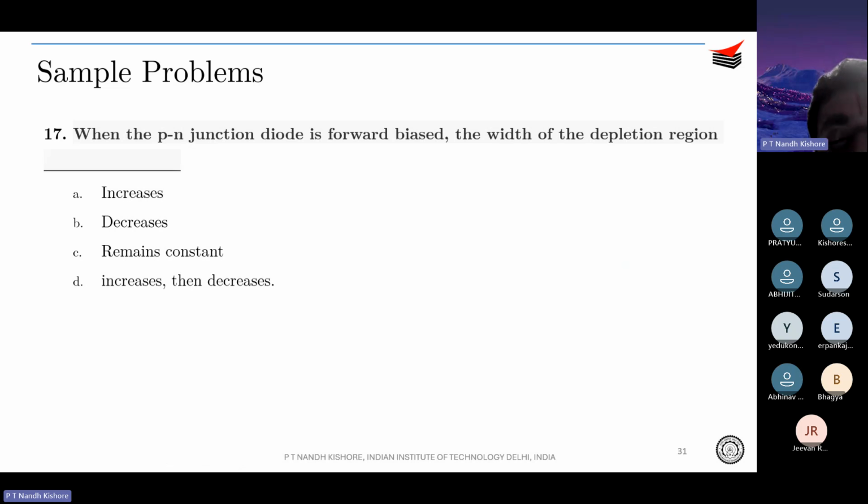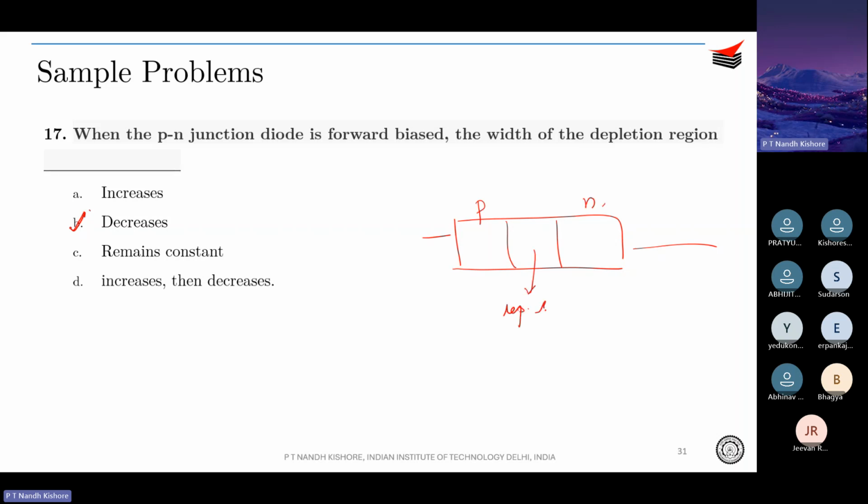When the PN junction diode is forward biased, the width of the depletion region obviously decreases, right? So you have a PN diode, P and then N, and you have the depletion region. When you apply a forward voltage, depending on the magnitude of the voltage, the width of this region decreases. It may become something like this or even lesser. So essentially the width of the depletion region decreases when the PN junction diode is forward biased.